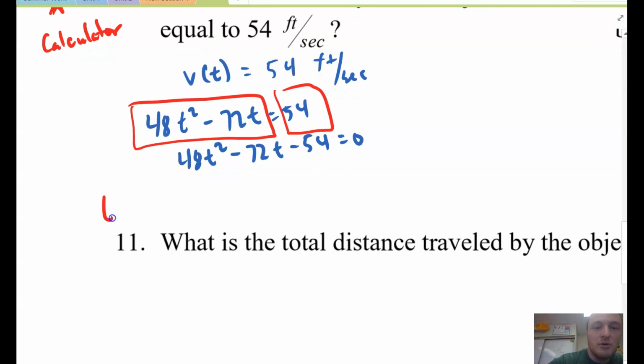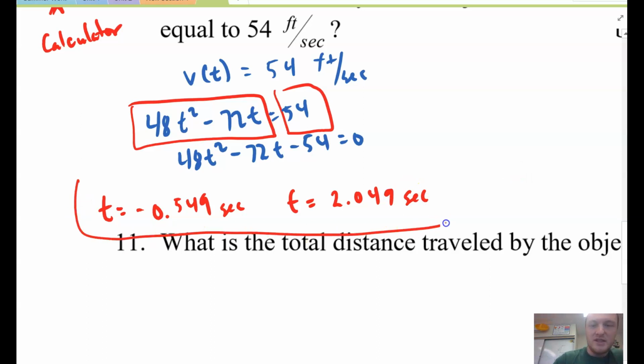But the answer here would be t is equal to negative 0.549 seconds. And then also when t is equal to 2.049 seconds. Okay, so that's a calculator problem.